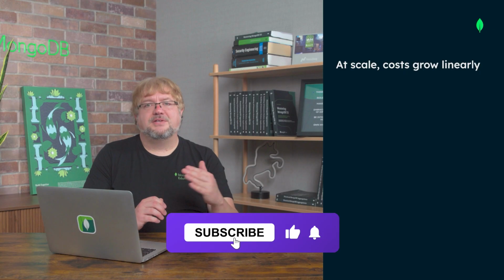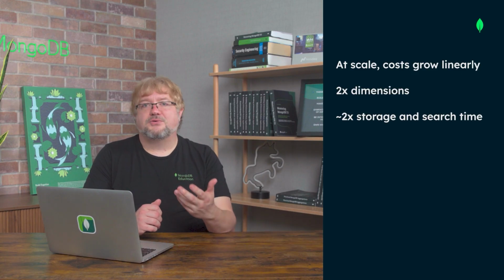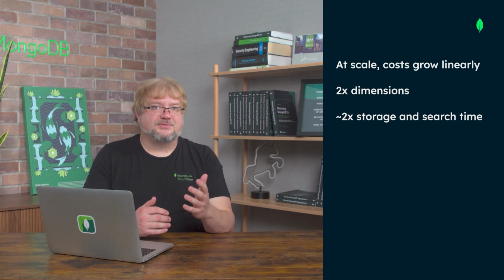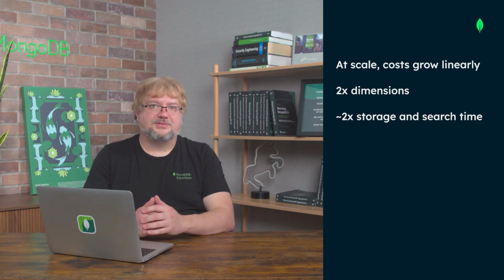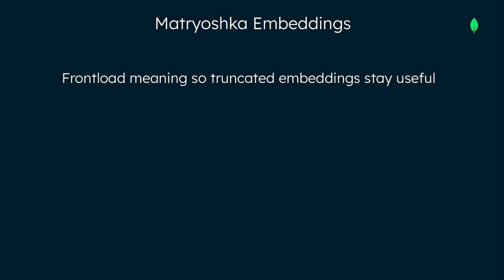At scale, these costs grow linearly. Double the dimensions and you roughly double the storage and search time. So choosing 256 dimensions versus 2048 is a meaningful decision. Voyage AI models support Matryoshka embeddings. Matryoshka models are trained to front-load the most important information into the first dimensions of the embedding, so that truncating to fewer dimensions still retains most of the semantic content.